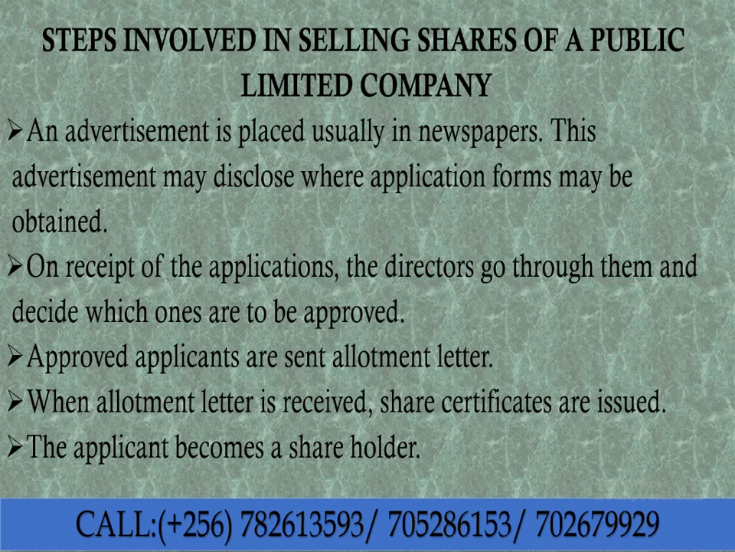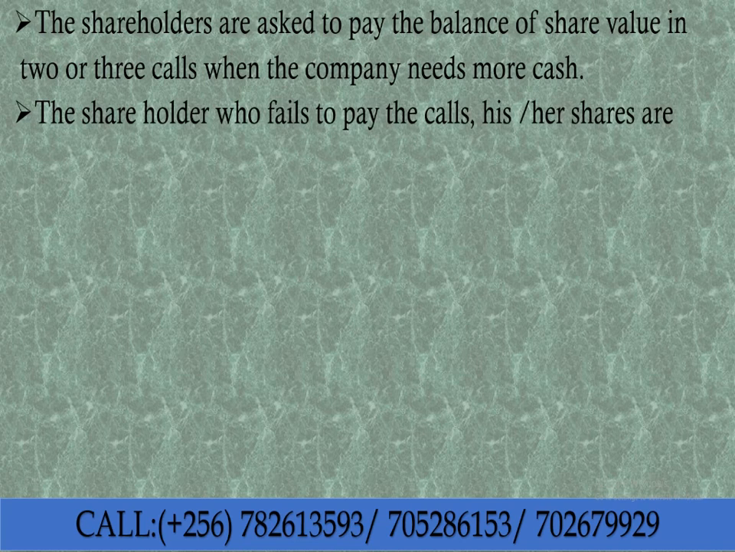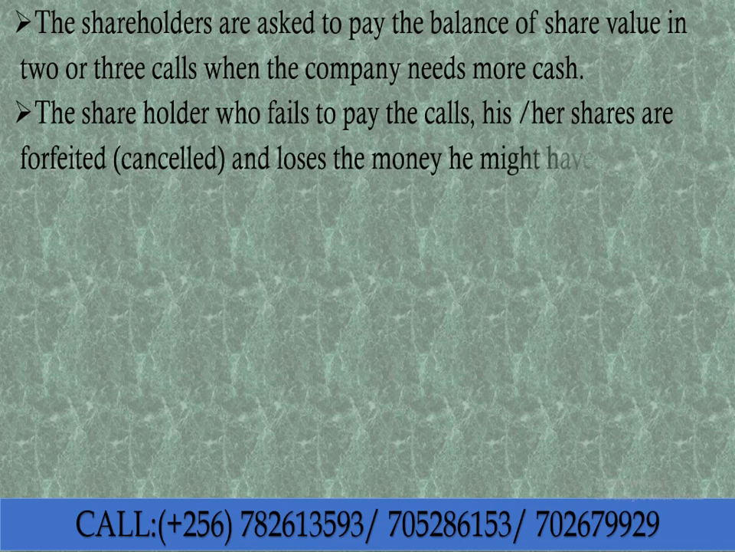So we have the applicants becoming shareholders after all that. And then the shareholders are asked to pay the balance of share value in 2 or 3 calls when the company needs more cash. Those shareholders who fail to pay the calls, their shares are forfeited or cancelled and they lose the money they might have paid already.